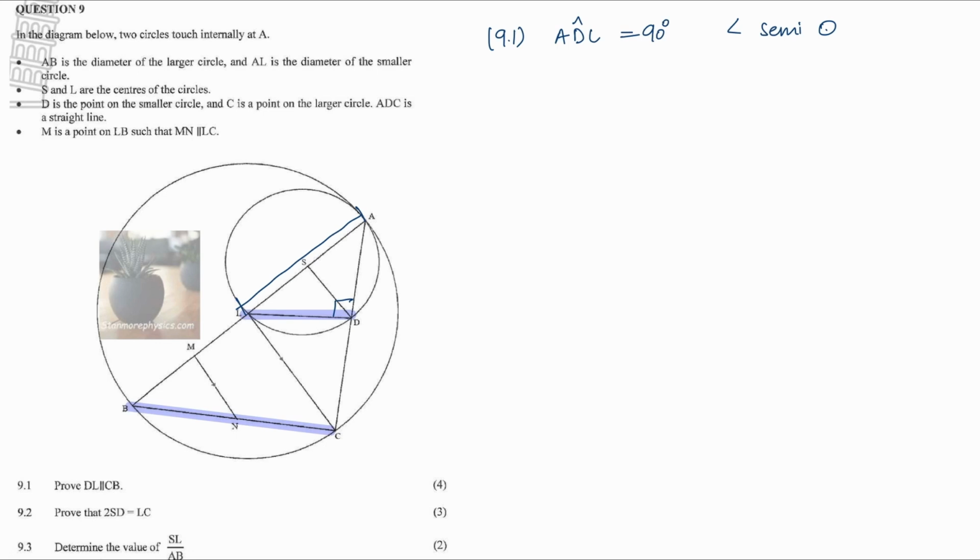Then likewise, I can say that angle ACB is also going to equal 90 degrees because of angles in a semicircle again. Now, obviously then focusing on the larger circle. And therefore, since they both equal 90 degrees, we can then conclude that line DL is going to be parallel to line CB, because they are going to be corresponding angles.